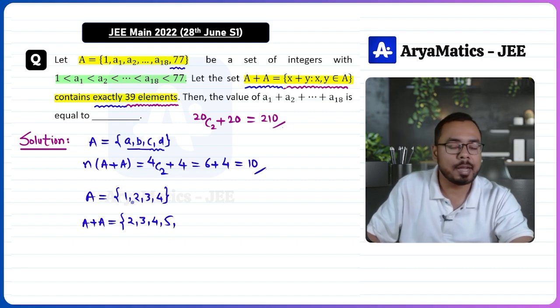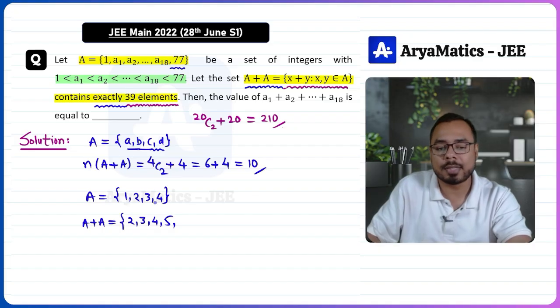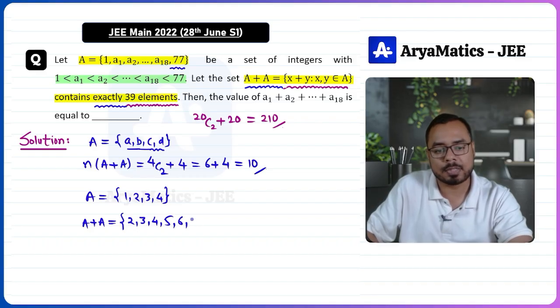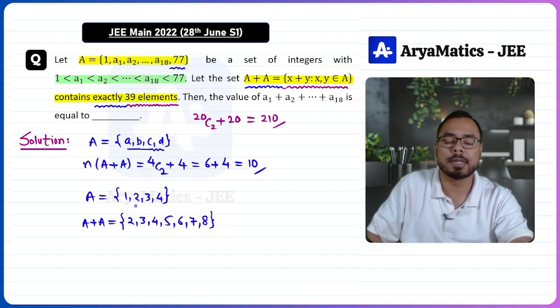Now, if I take 2, 1, or let us say 2, 3, we are getting the same sum. Next sum will be 2 plus 4, that will be 6. 3 plus 4, that will be 7. And 4 plus 4, that will be 8. So these are the only 7 elements in this set A.